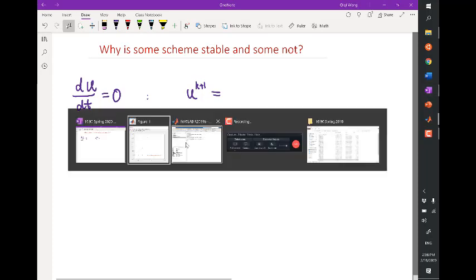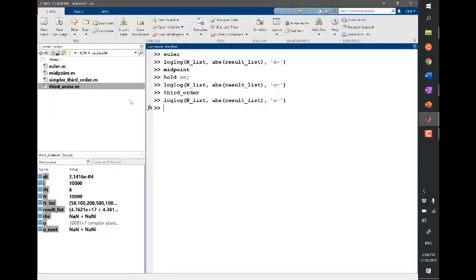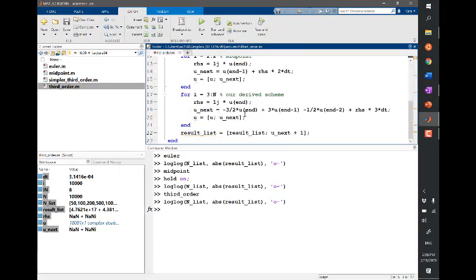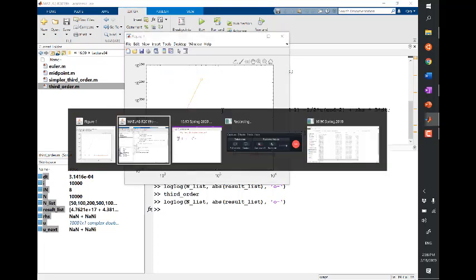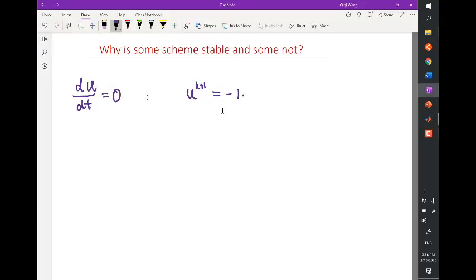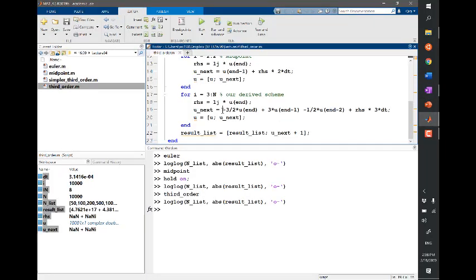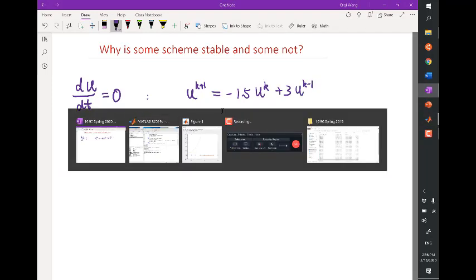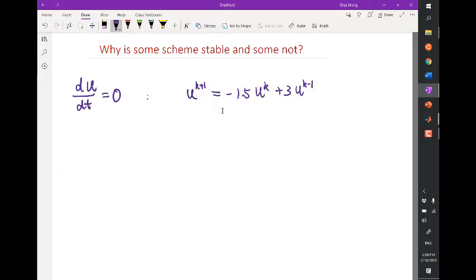Let's look at the code to see what we have. If we look at the third order scheme code, we see that u at k plus 1 is equal to minus 1.5 times uk, plus 3 times uk minus 1, and minus half times uk minus 2.